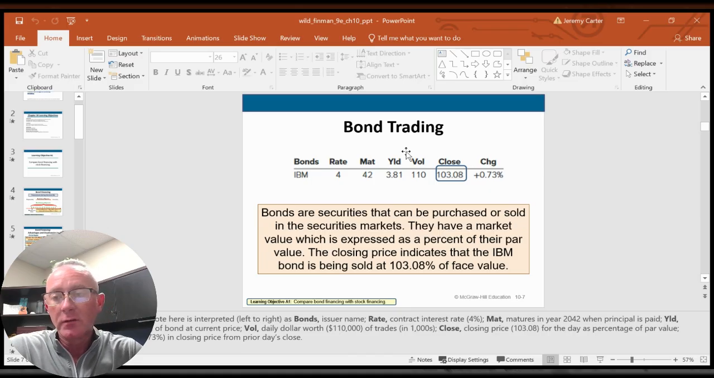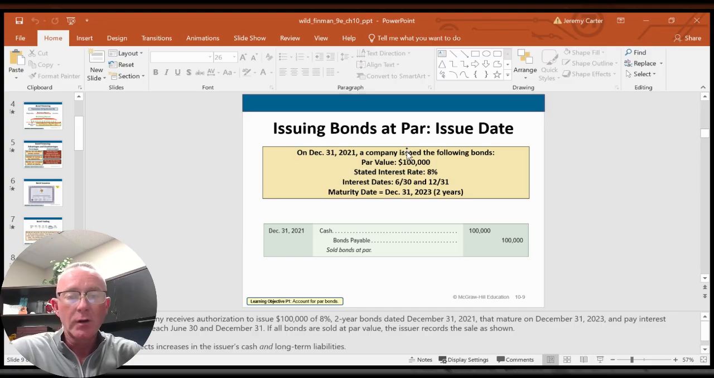When you see this, either on our homework or on an exam, it could say it's being sold at 103.08% of the face value, or it could say it's trading at 103.08. They are the same thing, so don't let that confuse you. If we issue our bonds at par value, we treat this like any other note payable. It's a bond payable. We debit the cash going into our bank account, and we set up our liability.